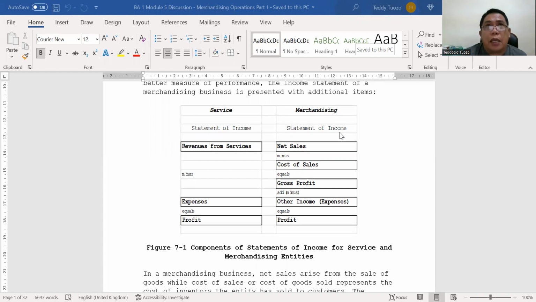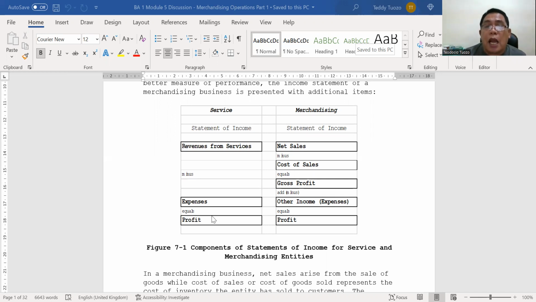Now, we have already discussed the cost of sales. Remember, the cost of sales is equal to the amount we paid for the goods that we will sell plus all costs incidental to the purchase of those goods. Those are what we call cost of sales. The difference, less cost of sales, is equal to gross profit. And then from the gross profit, we deduct the operating expenses.